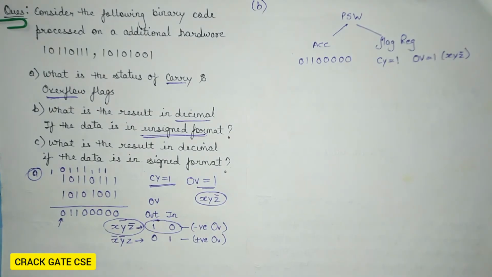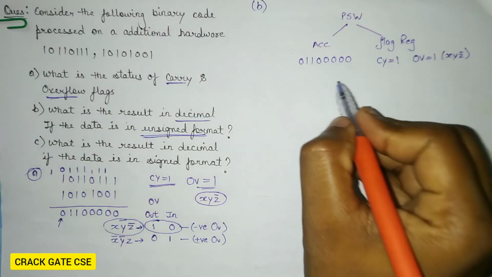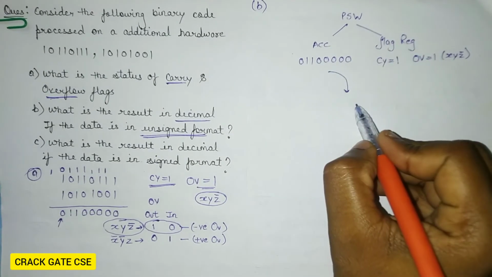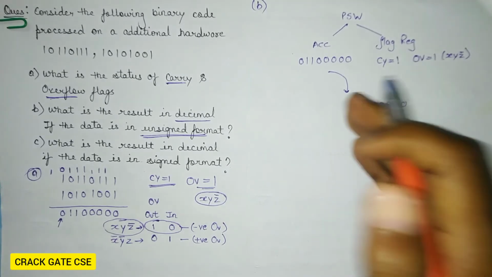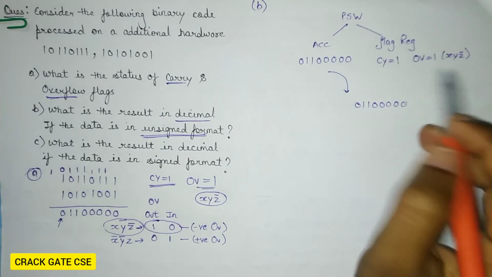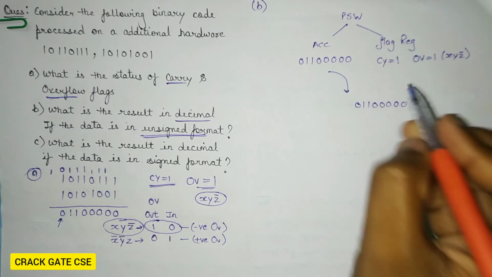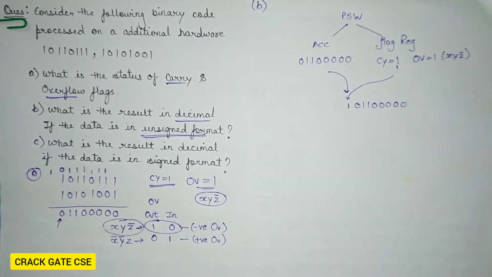Now we have to find the value for unsigned. If we are talking about unsigned data, the overflow does not come into play. First of all we move on to the accumulator and write down the accumulator like this. Then we go to the carry flag. If the carry flag is 1, that means the value has exceeded or is out of range. So we'll simply put this value at the MSB position.